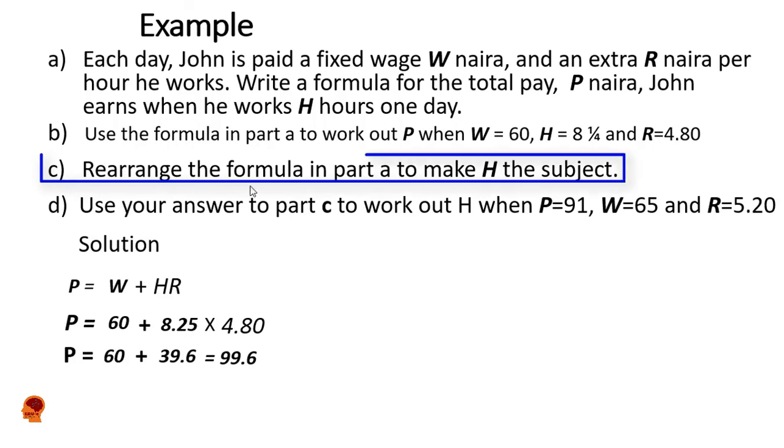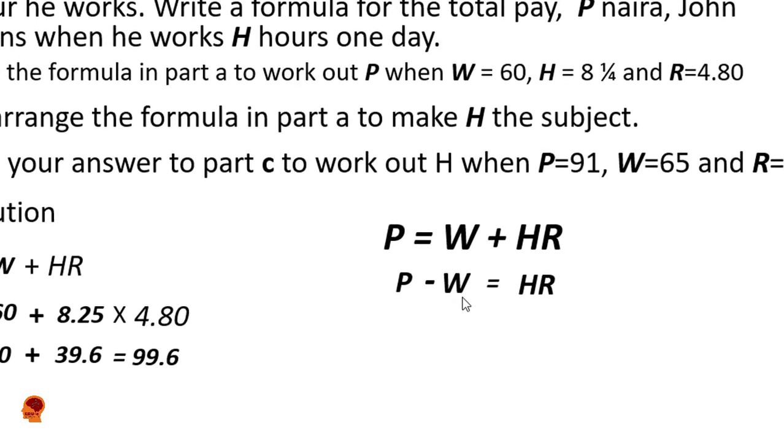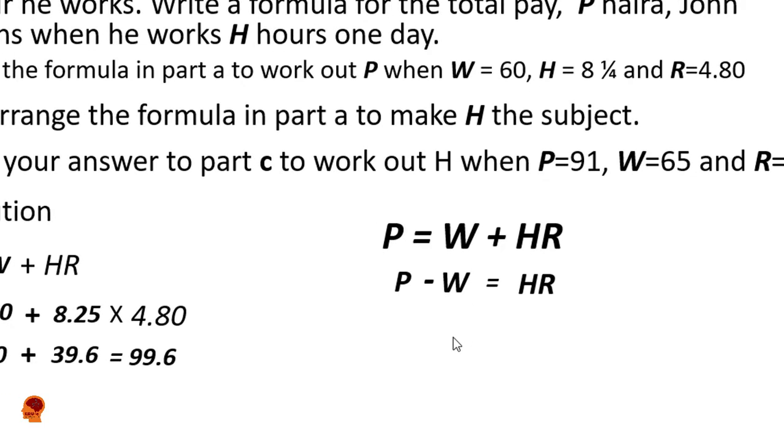Now let's go to C. C says we should make H the subject of the formula by rearranging the formula. Okay, so what are we going to do? We are going to use what they call inverse operation. I'm going to show you how to do that. Now do not forget that we have P equals W plus HR. Now P minus W equals HR. Now how did we get this? The W goes to the other side, and when it goes to the other side, it becomes a negative, and that's why we have minus W here.